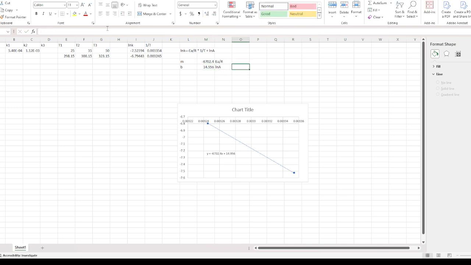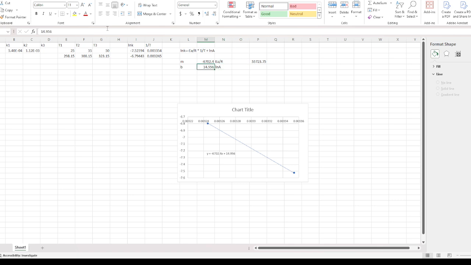So with that in mind, I should be able to find my activation energy. I'm going to take this value and multiply by negative R, negative 8.314. And what do you know? I got an activation energy of 55723.75. So it's 55,000. The one I solved previously was 55,667. It's a little off, mainly because there was some rounding involved.